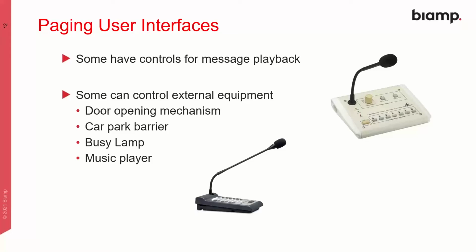Some also have control of external equipment. So this is one of the DMic 12 paging mics, which we'll talk about a bit later. This is obviously used for paging messages to different zones. You have different zone selection and a call button on it. But you also have buttons which you can program to, for example, open an electric door in an office or open a car park barrier, to play music, adjust the level, and also for a busy lamp in an office space, for example.